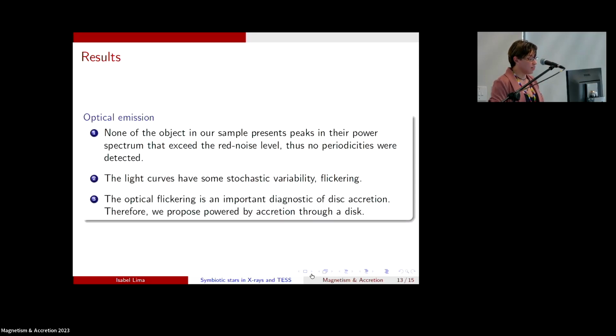Well, I mean, in summary, for the optical emission, none of my objects have periodicity. But they have some stochastic variability, I mean flickering. And this optical flickering is a good diagnostic of accretion. And my sources are accretion powered.